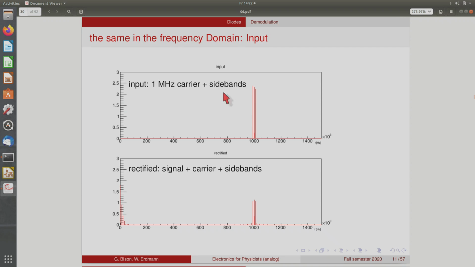If you do a Fourier transform of the input signal, you get the carrier frequency and the sidebands. If the signal was not modulated, you would only have the carrier frequency, so there would only be a peak at the center. And now, due to the modulation, you get these sidebands as well. Georg has shown this in his lecture already.